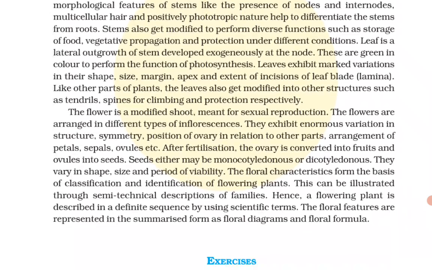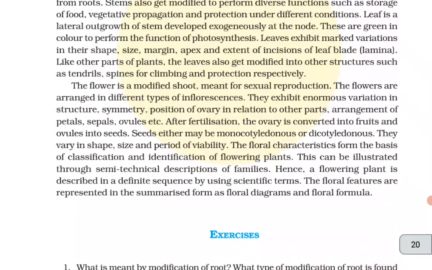The flowers are arranged in different types of inflorescences. They exhibit enormous variation in structure, symmetry, position of ovary in relation to other parts, arrangement of petals, sepals, ovules, etc. After fertilization, the ovary is converted into fruits and ovules into seeds. Seeds either may be monocotyledonous or dicotyledonous, and they vary in shape, size, and period of viability. The floral characteristics form the basis of classification and identification of flowering plants.